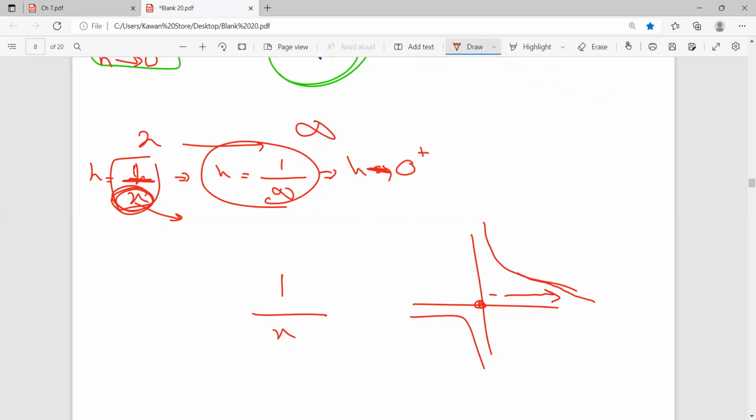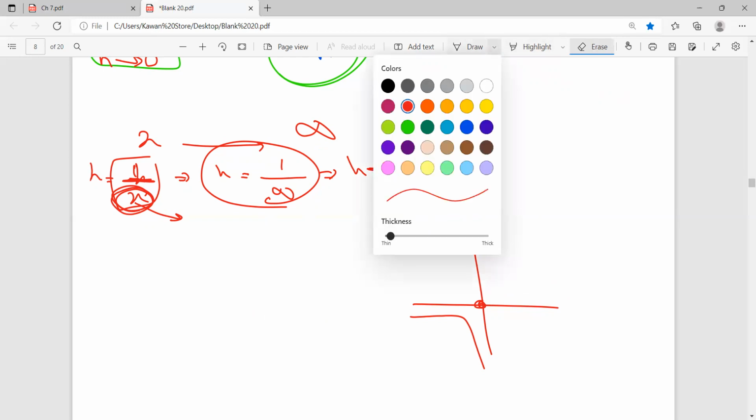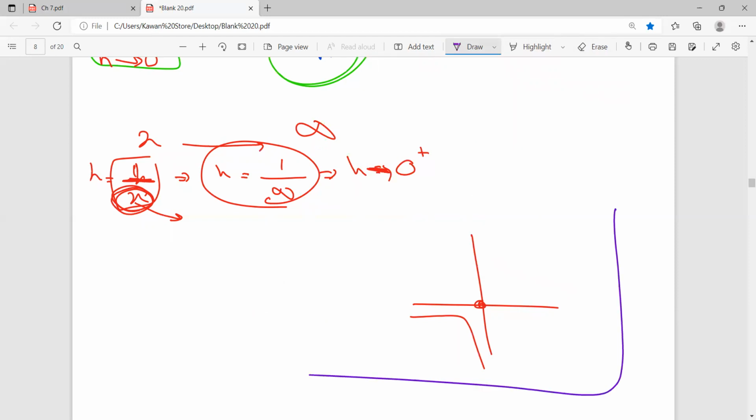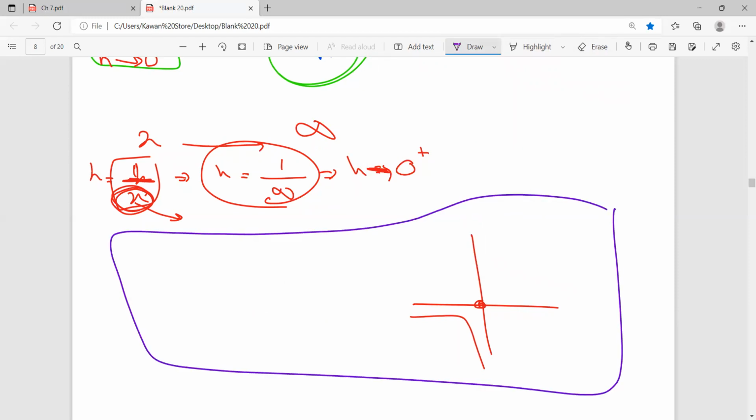Or you can say, let me give you some more examples. For a question, if I have 1 over x and x approaches 0 from the positive side, what is the value?